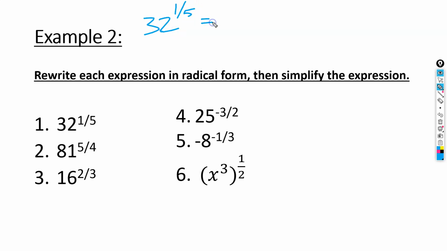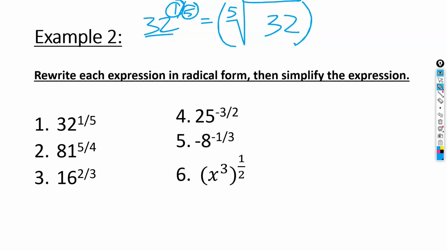Now if I were to rewrite that as a radical, the denominator of the power is my root. The 32 is going to be my radicand. We're going to put that in parentheses. And then the numerator of my power is going to just go out here on the outside. So now what we're going to do is take the root first. So what's the 5th root of 32?